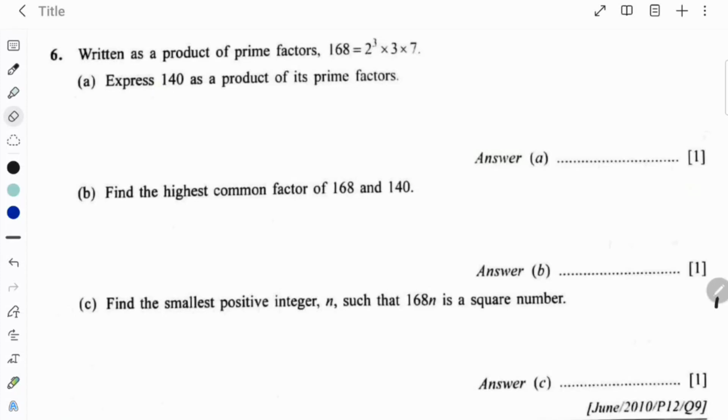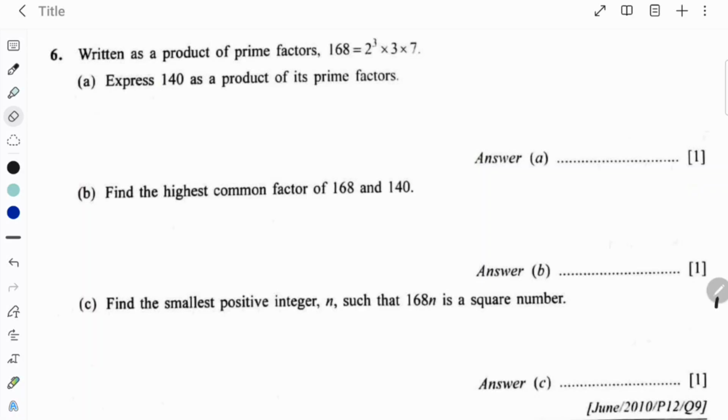Hello everyone. Today we are doing HCF and LCM questions for non-calculator paper 4024, that is paper 1, and 0580 paper 2. Calculator is not allowed. Let's begin the questions. This question is from June 2010 paper 1 2 question 9.